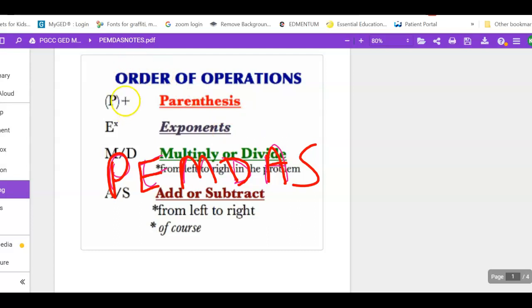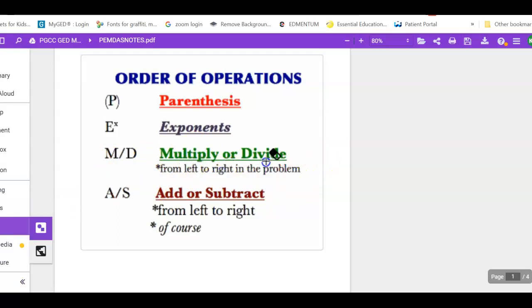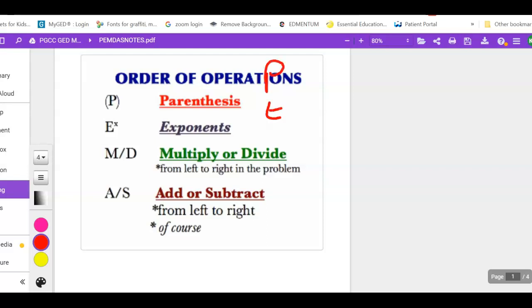Okay. But here's the thing that we get tripped up with all the time. The multiplying, dividing, and adding or subtracting. When we do this, it's multiply or divide whatever we see first from left to right, or add and subtract whatever we see first. That means addition doesn't necessarily come first. Multiplication doesn't necessarily come first. And this is why it's better to memorize PEMDAS going this way.